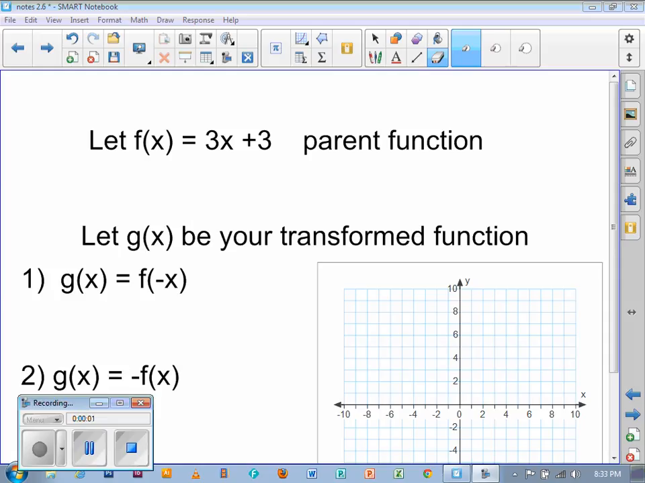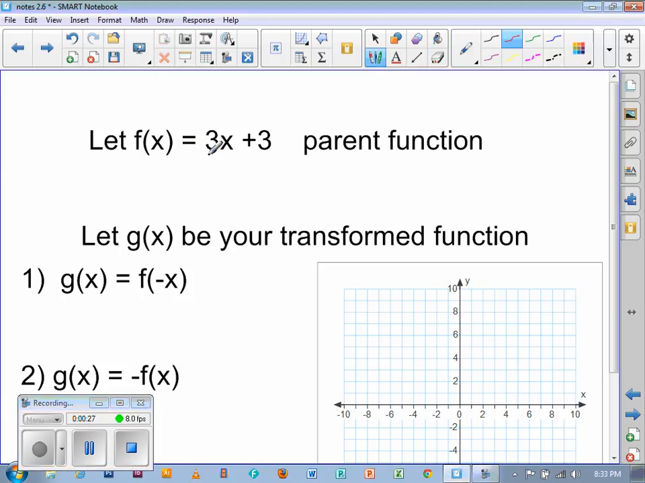This is the last portion of our section in Algebra 2 on families of functions, section 2.6. You're looking at another parent function, f of x equals 3x plus 3. What we're going to do here is show you how to reflect that function over both the x and y axis. First, let's graph it. Of course, hopefully you know how to do this.